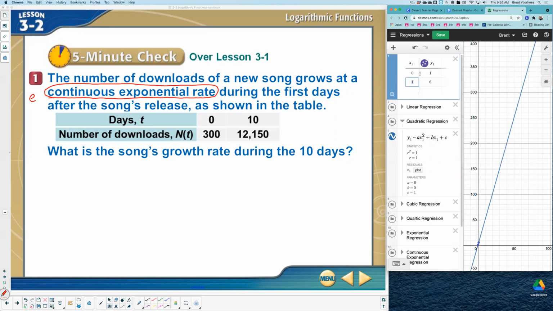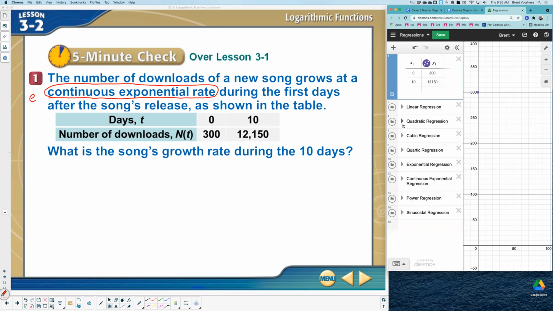But we have 0 is the first time. The y is 300. And then I have 10 and 12,150. I do not use a comma. It won't work with commas. So don't type in the comma. All right. Are we doing a quadratic regression or quadratic model? No. So I'm going to close this little triangle. Which triangle should I open up?